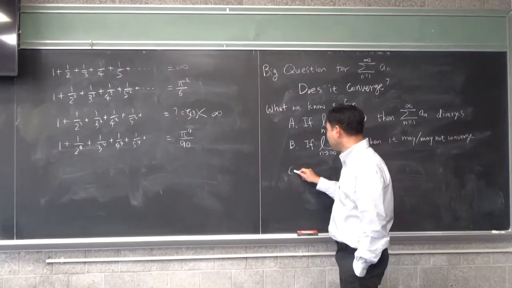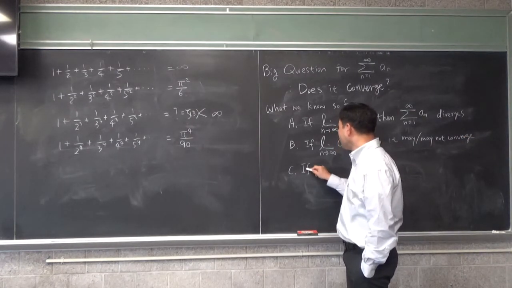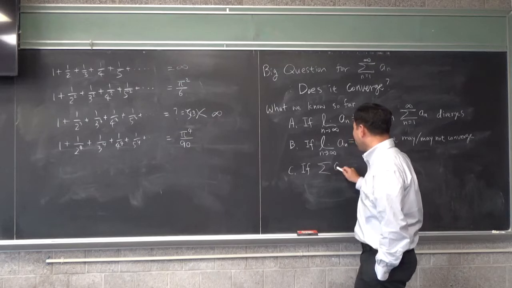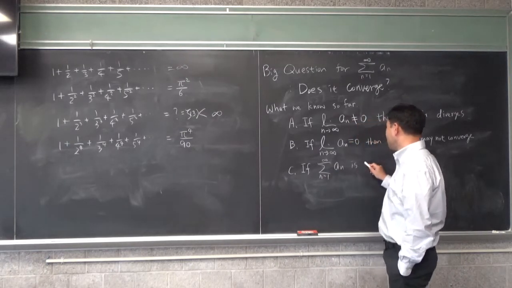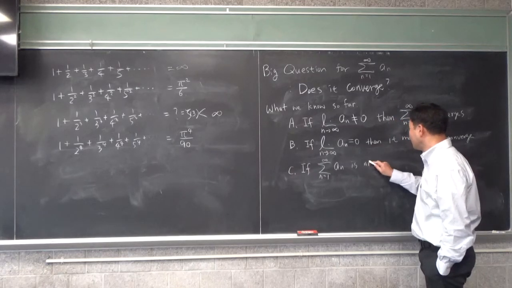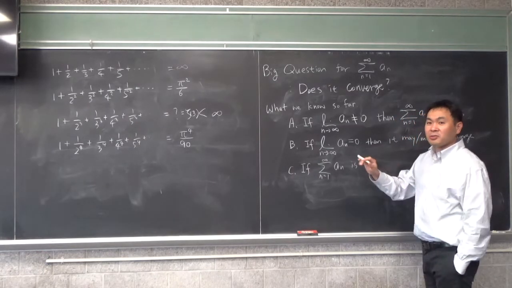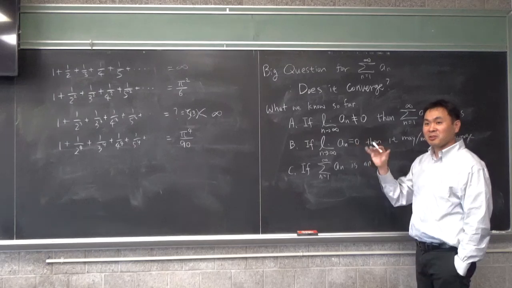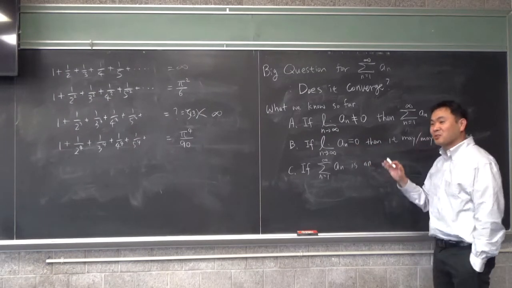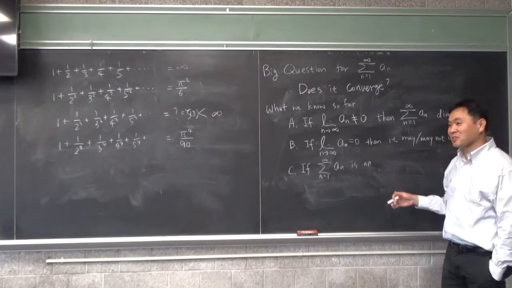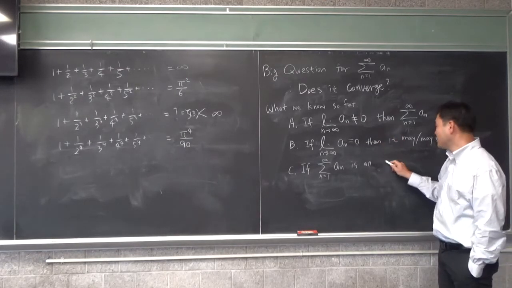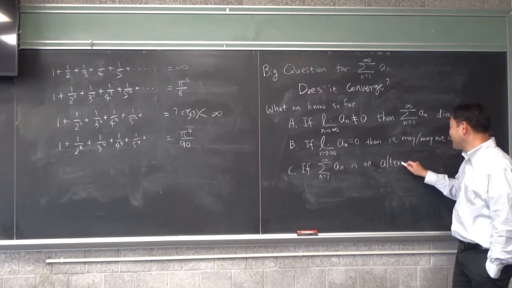However, if the series sigma a_n is, what do you call that series where you have plus and minus repeating, alternating? An alternating series. Alright.